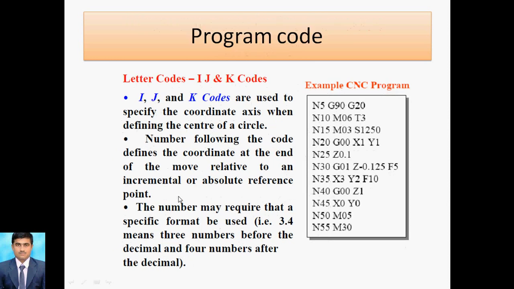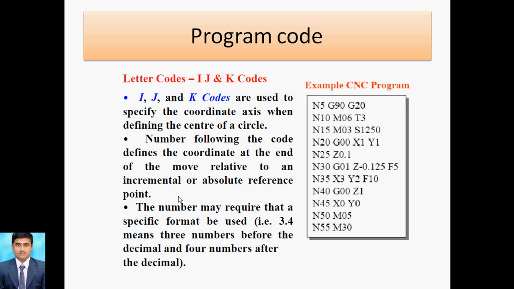Now we move to the program code. In that case, the letter codes I, J and K, if you require the center of a circle, while defining this code we can go for I, J, K. The number following the code defines the coordinate system and the end of the move related to an incremental or absolute reference point. Mostly here we have to observe the absolute reference point. So the only changes we consider are the dimensions from that zero position.